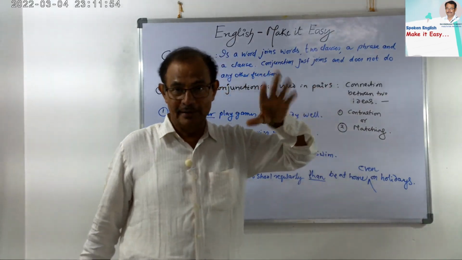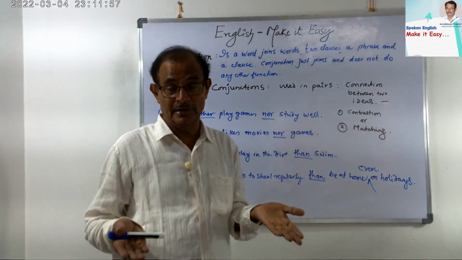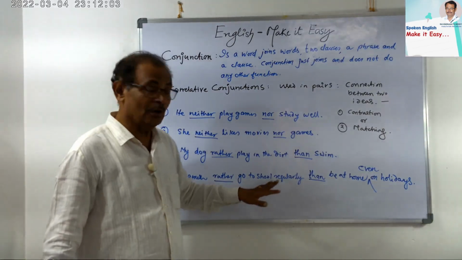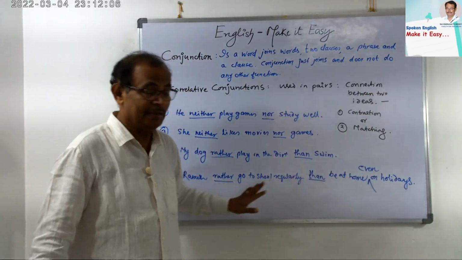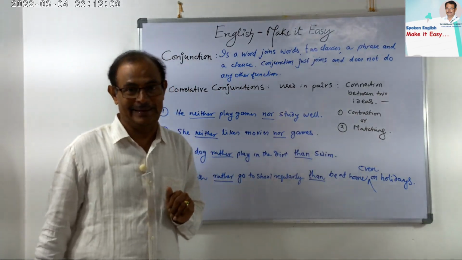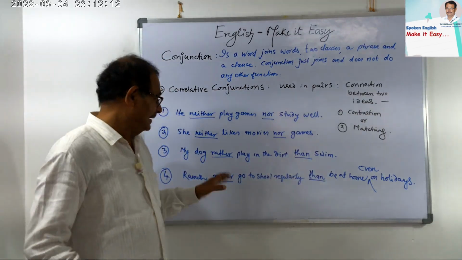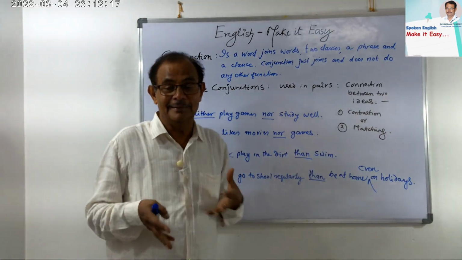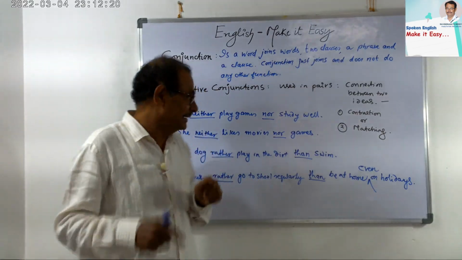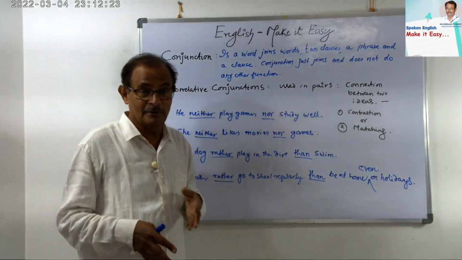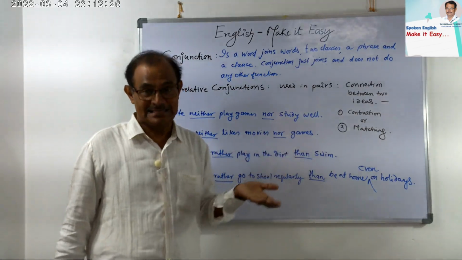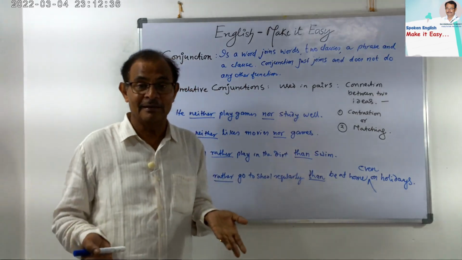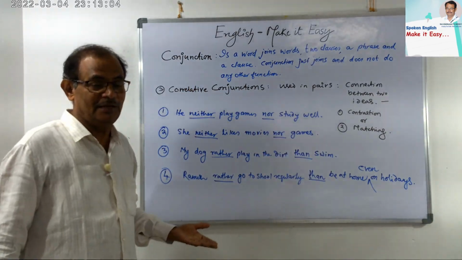Connecting two ideas, number one: the ideas may be contrasting or matching. Here the ideas are contrasting. One idea is he doesn't want to stay at home, and another idea is he wanted to go to school regularly. These two ideas are contrasting. And here the dog likes to play in dirt rather than swimming in the pool. That is two contrasting ideas. And here, she neither likes movies nor games. So here the ideas are matching. And she neither plays games nor studies well. Here also matching. Hope it is very clear.